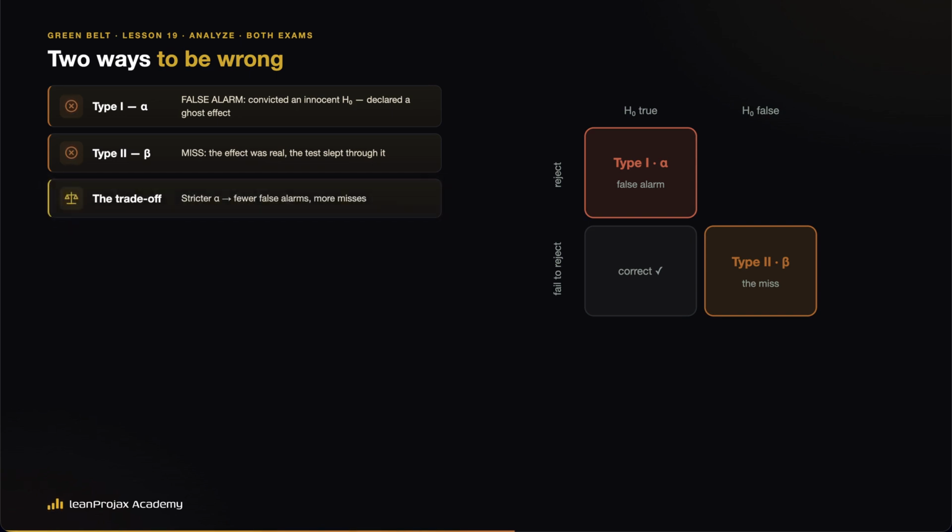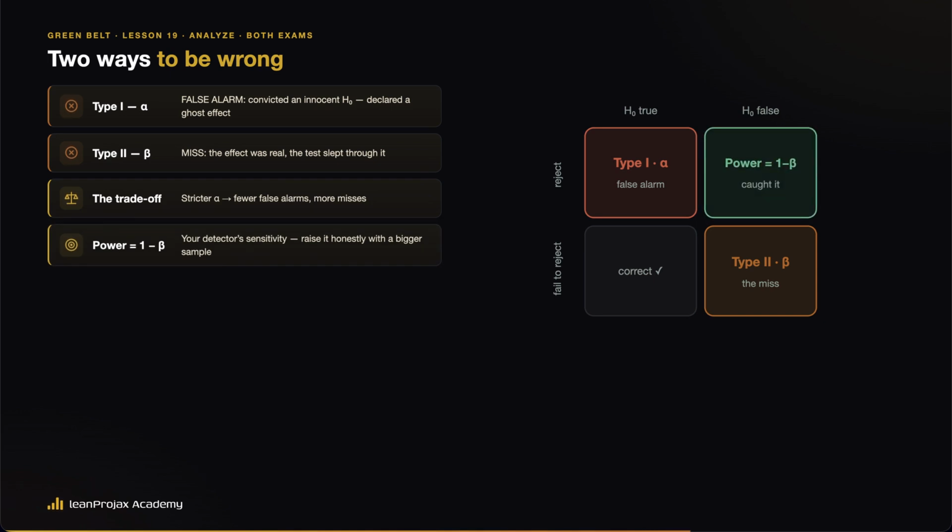They trade off: demand stricter evidence and false alarms drop, but misses rise. Power, 1 minus beta, is your detector's sensitivity, and the honest way to raise it is a bigger sample. Memory hook: alpha, false alarm; beta, blind.